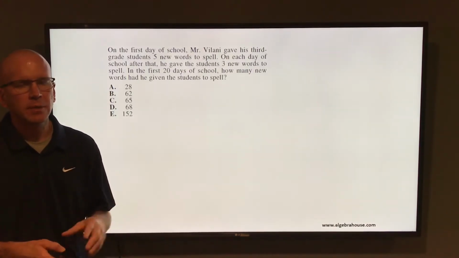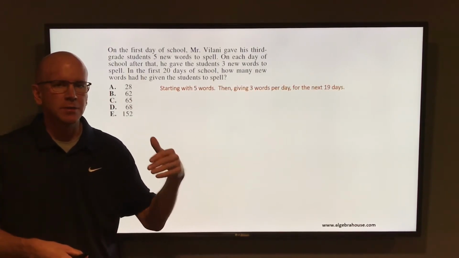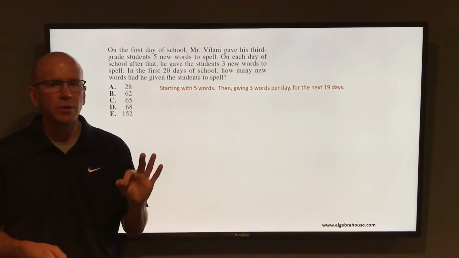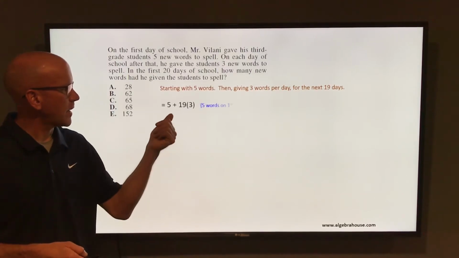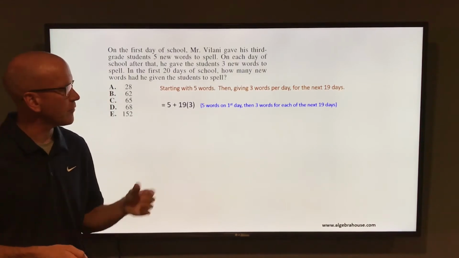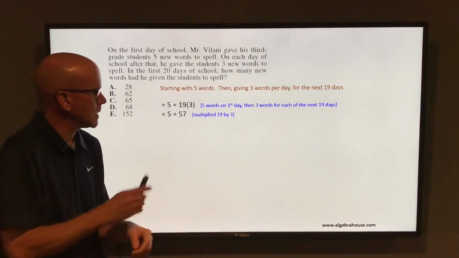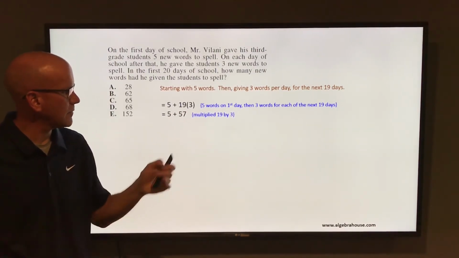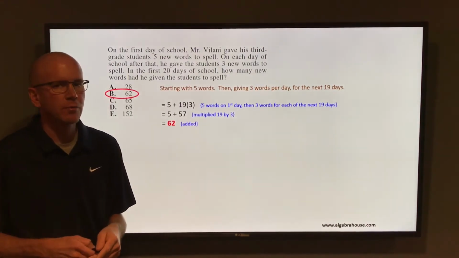Well, he starts off giving them 5 words on the first day, and then if we're talking about 20 days, there are 19 days after that. So for the next 19 days, he's given them 3 words each day. So again, he's starting with 5, and then for the next 19 days, he's giving them 3 words. So 5 plus 19 times 3. Watch your order of operations here. You're taking 19 times 3 before you add. So 19 times 3 is 57, and then add 5 and 57. He has given them a total of 62 words for those 20 days.